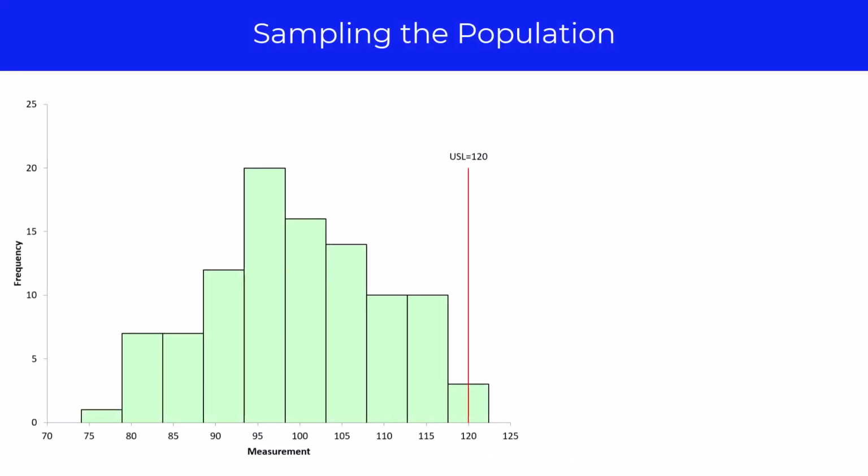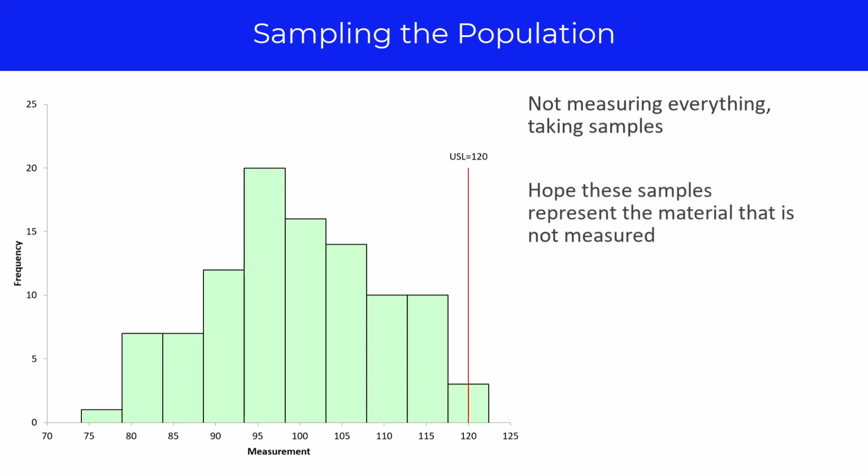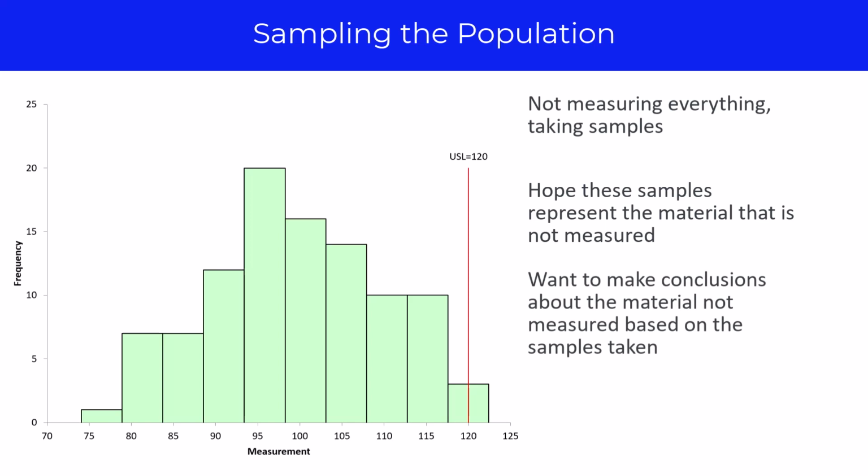We are sampling the process. What does it mean to sample the population? Here's the histogram we got, but we're not measuring everything. We're just taking samples. What we hope is that these samples represent the material not measured. In other words, this histogram is really similar to the population. We want to make conclusions about the material not measured based on the samples taken, and you can only do that if the process is in statistical control. But there are still limits there.